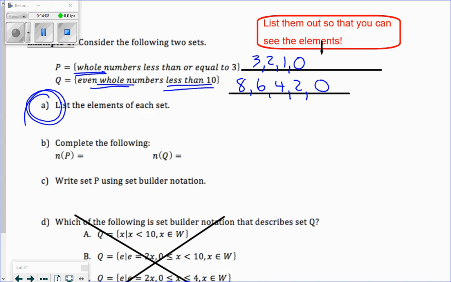So whether or not you're asked to do that, I would recommend you do it. Now the diploma is going to write it fancy, right? It's going to write it in sets. But if you just list it out, we're good.